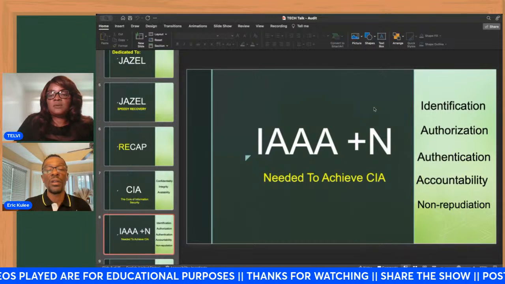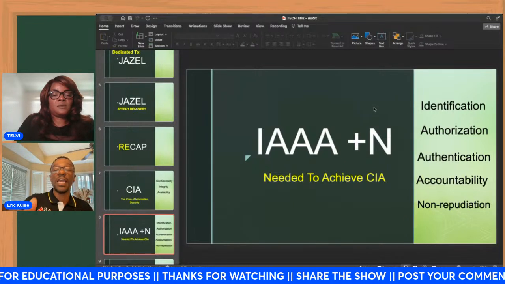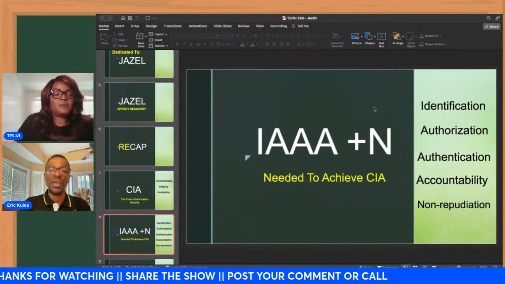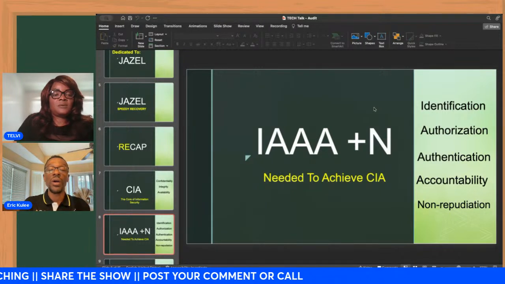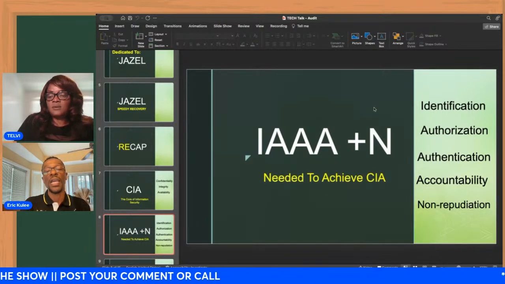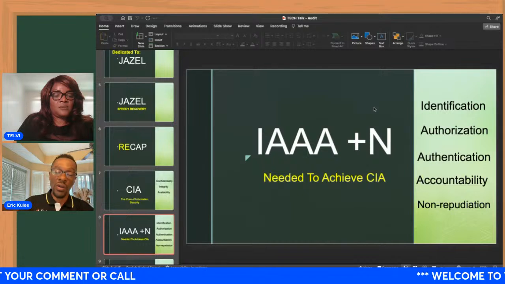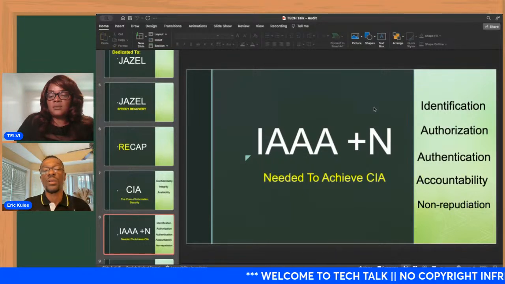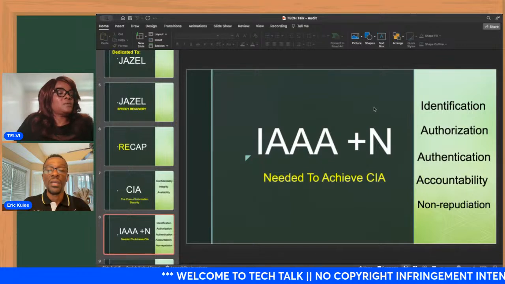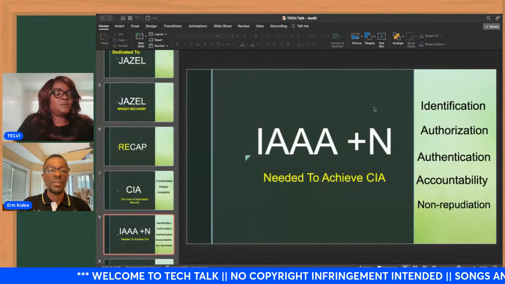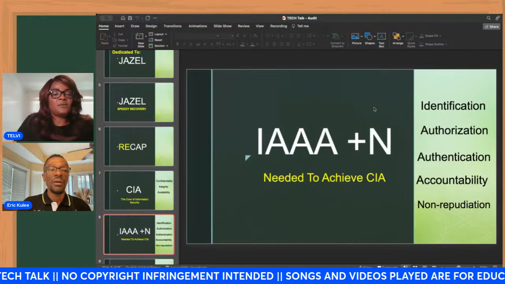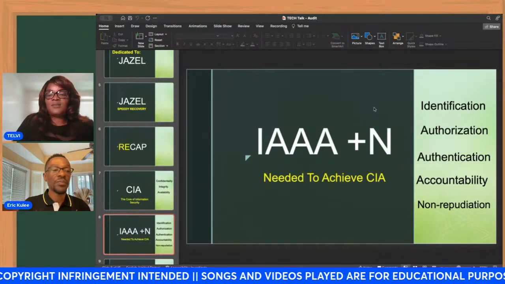Our topic on audit falls under the accountability aspect of the IAAA that you are seeing on the screen here. So we are going to go deep into auditing. As I said, we'll tell you what auditing is and how the process goes, and many other things. So not to waste your time, we are going to go over to Telvi, and you can tell us more.